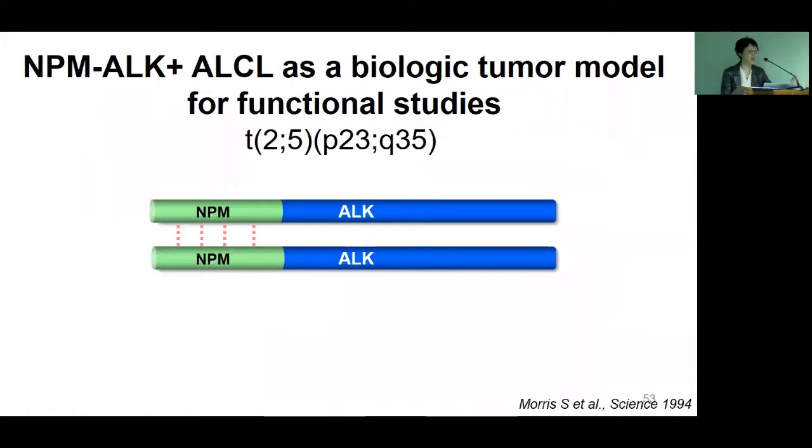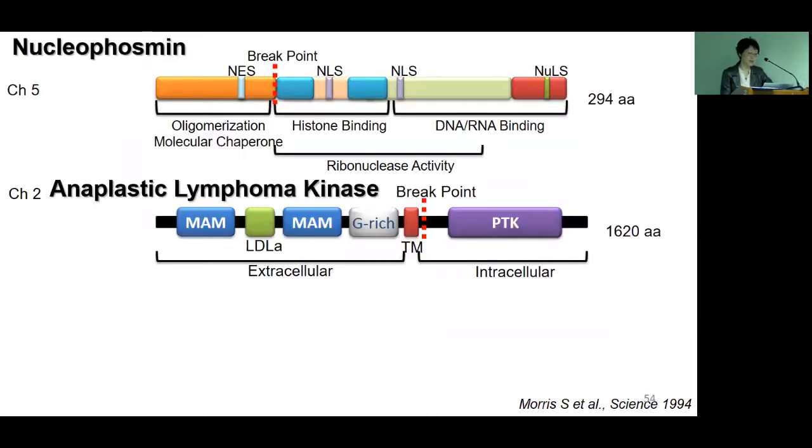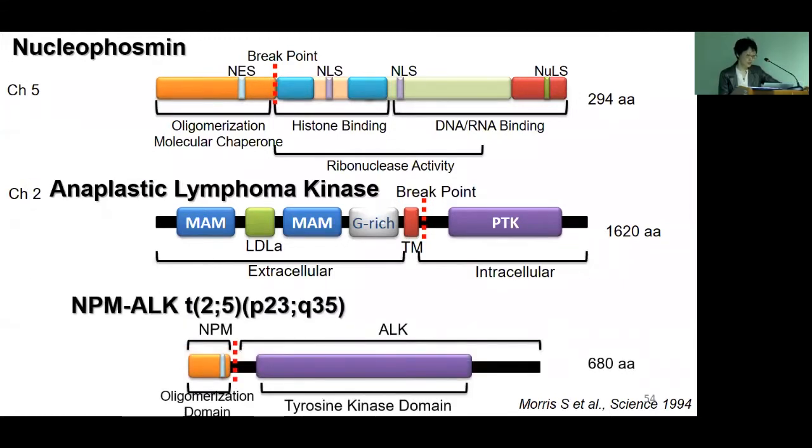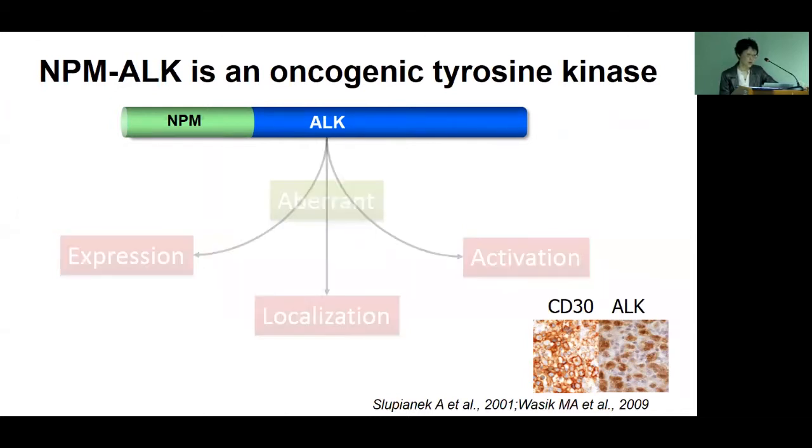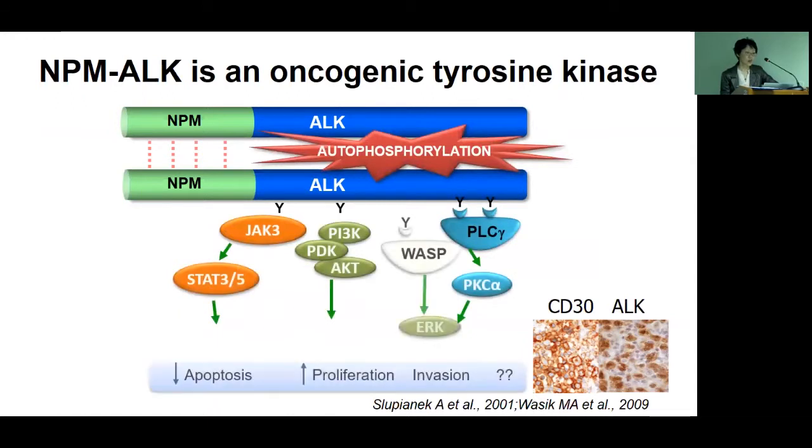So just as a brief summary, NPM-ALK positive ALCL has been a very useful biologic tumor model for studying the ALK tyrosine kinase. This is a rearrangement that occurs as a result of fusion of the N-terminal portion of nucleophosmin on chromosome 5 with the tyrosine kinase portion of anaplastic lymphoma kinase on chromosome 2. And the fusion transcript encodes a fusion tyrosine kinase, resulting in ectopic aberrant expression and activation of anaplastic lymphoma kinase in T cells that typically don't express it. And so we understood that autophosphorylation that results from the dimerization of these proteins leads to multiple downstream signaling pathways that contribute to enhanced proliferation and invasive properties.